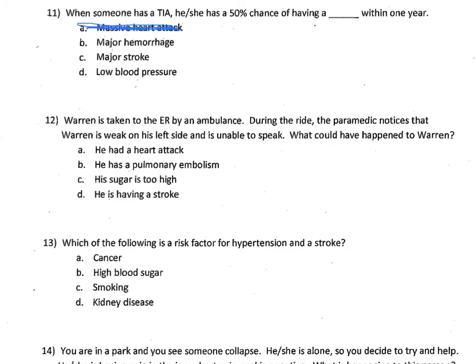Okay, number 12, you got old Warren here. He's being rushed to the ER by an ambulance. During the ride in the bus, the paramedic notices that Warren is weak on his left side, and he's unable to speak. What could have happened to Warren? Alright, crossing off C here, is it A, he had a heart attack, B, he has a pulmonary embolism, or D, he is having a stroke?